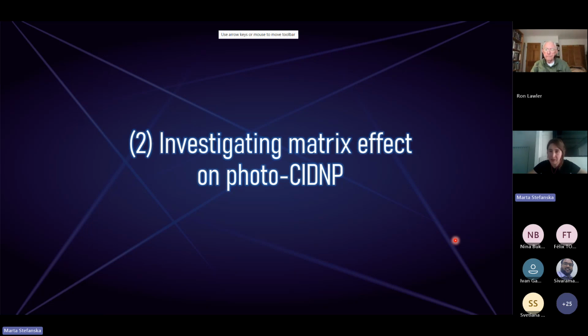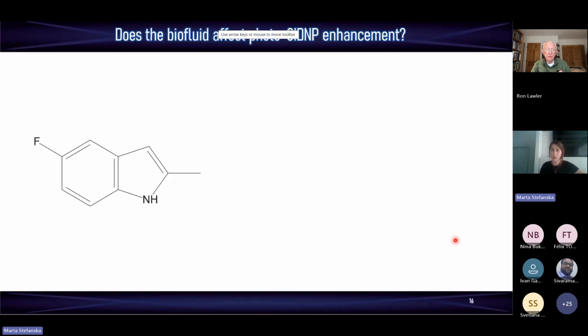based diagnostic test. But before we go there, we have to think about how everything else in our sample affects our photo-CIDNP enhancement. So we have to consider how a matrix interferes with this hyperpolarization that we have. So here I'm going to show you a very simple experiment where I measure the spectra for this 5-fluoro-2-methyl-indole, and we're going to focus on this resonance.